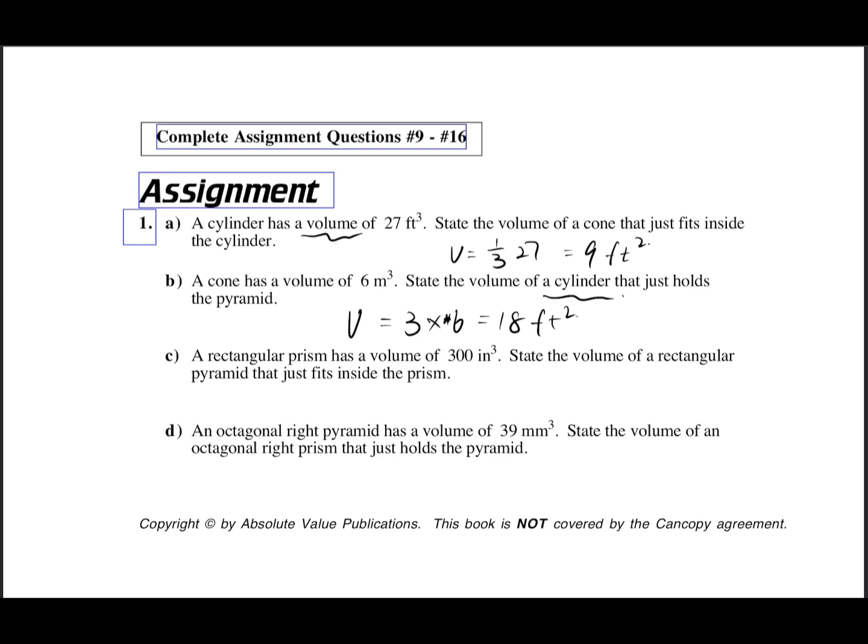And for C, we have a rectangular prism, and the value is 300 cubic inches. Now we need to find the pyramid. So V equals 1/3 times 300, so it's 100 cubic inches. And now we have a right pyramid of 39, so we need to find the prism. So V equals 3 times 39 equals 117 cubic millimeters.